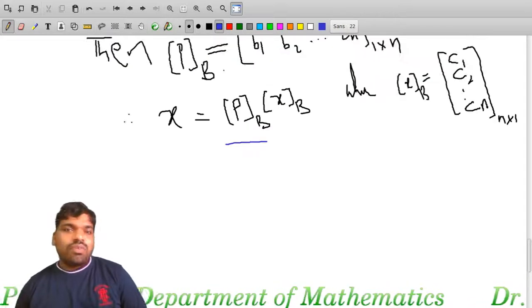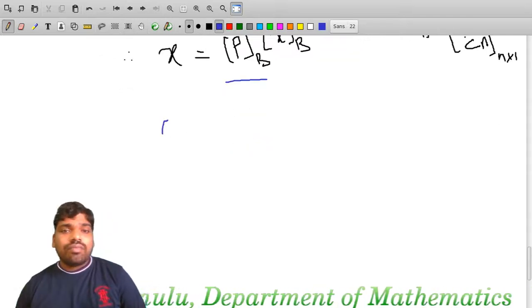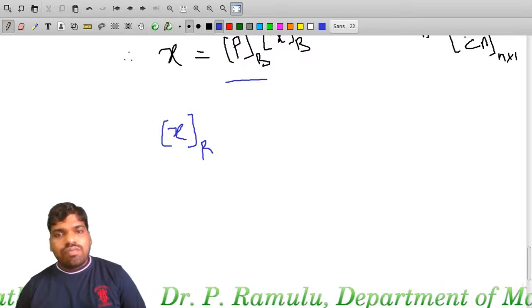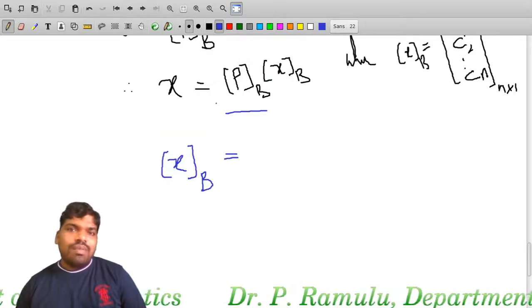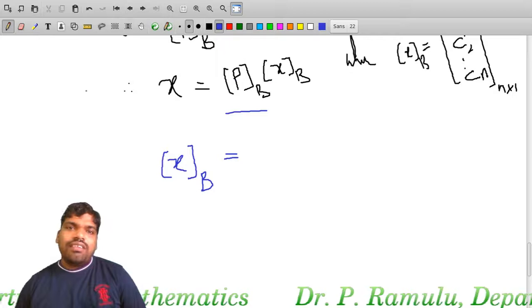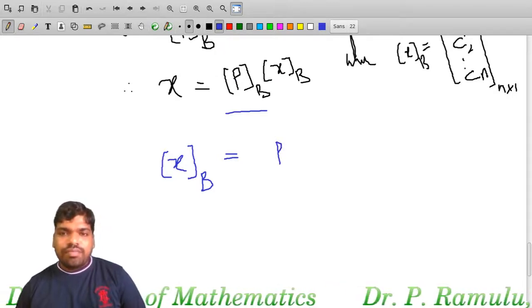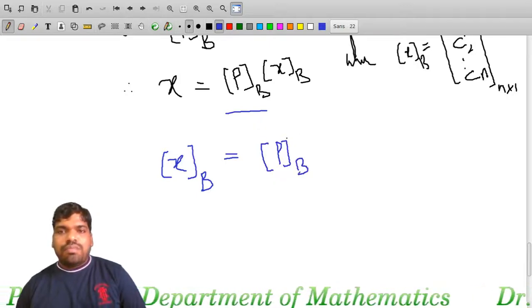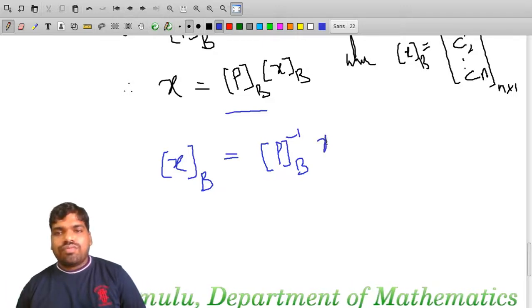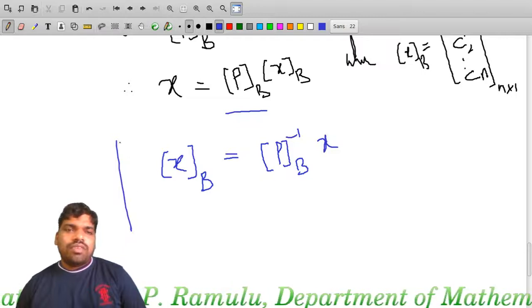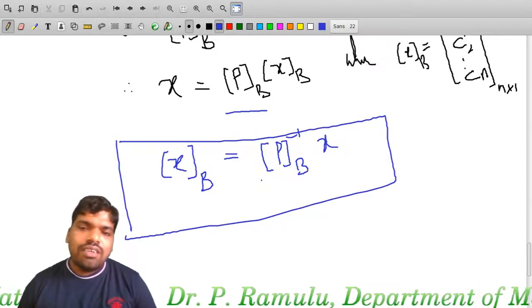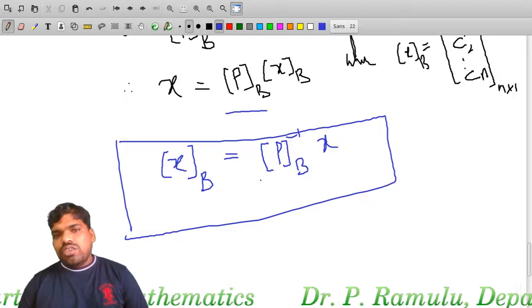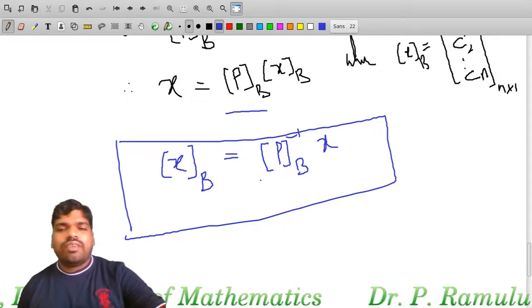If this change of coordinate matrix is invertible, then I multiply both sides by PB inverse. You will write XB equal to PB inverse x. XB is equal to PB inverse x, right? So by using this method, now I am going to find the coordinate vector. This is the other method to find the coordinate vector.